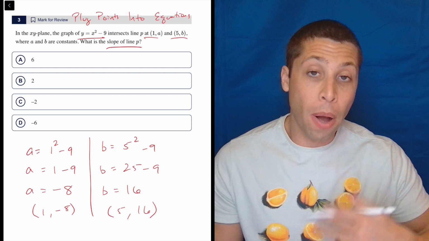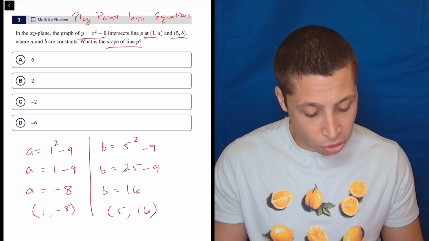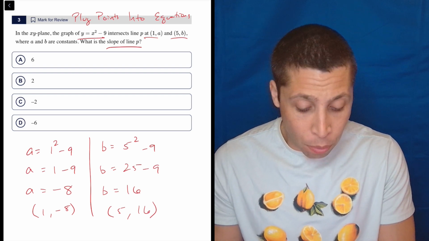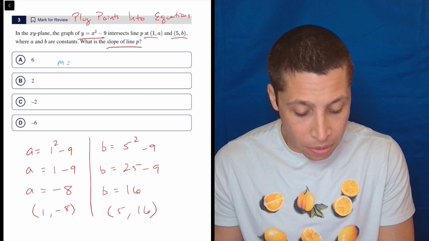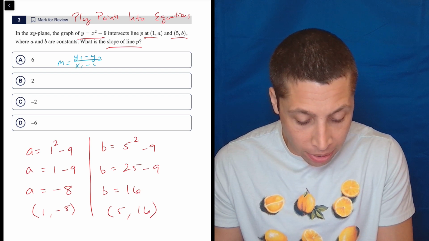Now we just need the slope of the line. I don't need to build the full equation. I just need the slope. So this is a case where I'm going to use the traditional slope formula. Let's do it up here, right? The way I think about slope formula is the slope is equal to y1 minus y2 over x1 minus x2.